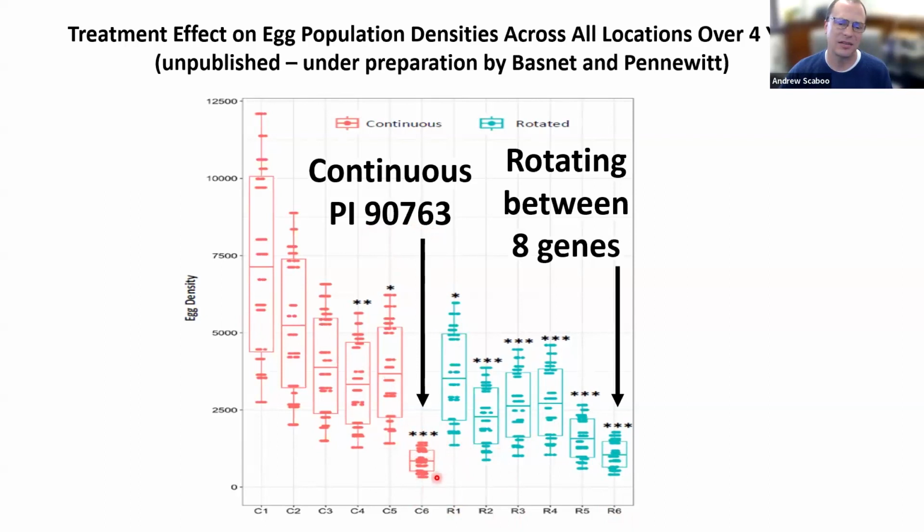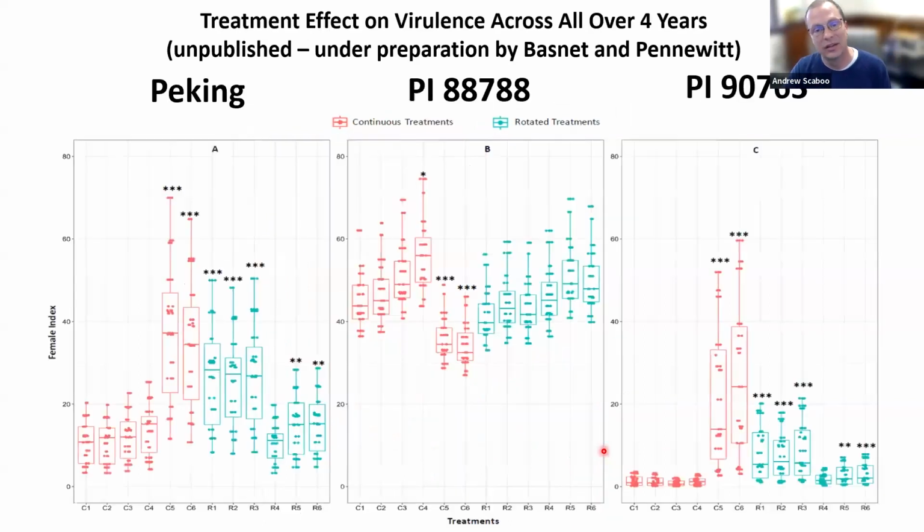But that is because this has so many resistance genes in this one PI. But then the other thing to note here is that in our rotation scheme, when we've rotated between 8 different genes, meaning 4 genes one summer and then 4 different genes the next summer, then we really also reduced our egg density. And this is over 4 years.